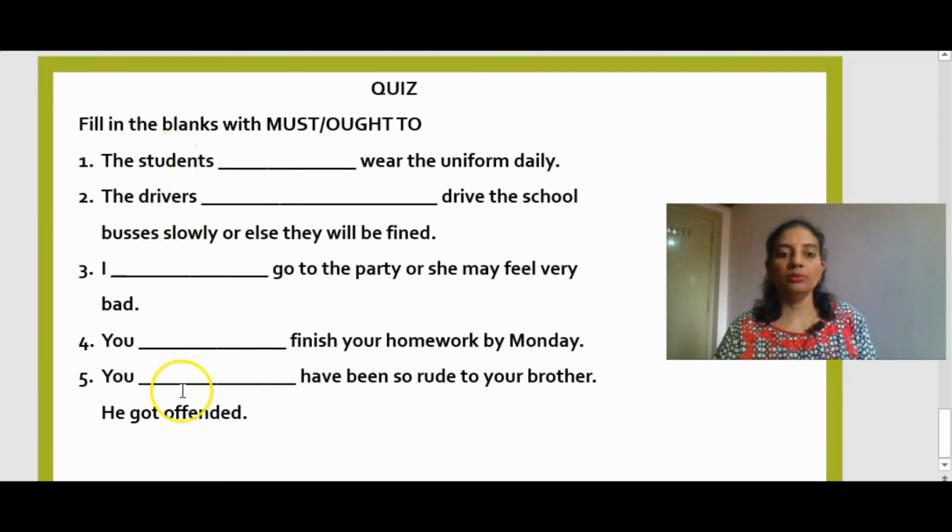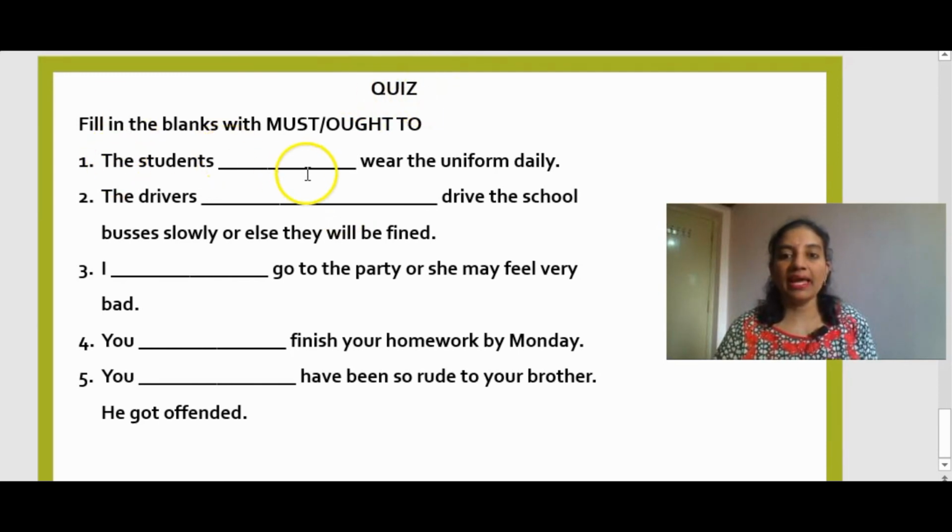I have included only five simple sentences here for your convenience. Fill in the blanks with must or ought to. That is the activity you are supposed to do. Please refer back to the lesson once again and try to fill in these blanks. They are very, very simple. It's just for your practice. The quiz is really a big word. We can use the word practice as well. Now look at the sentences.